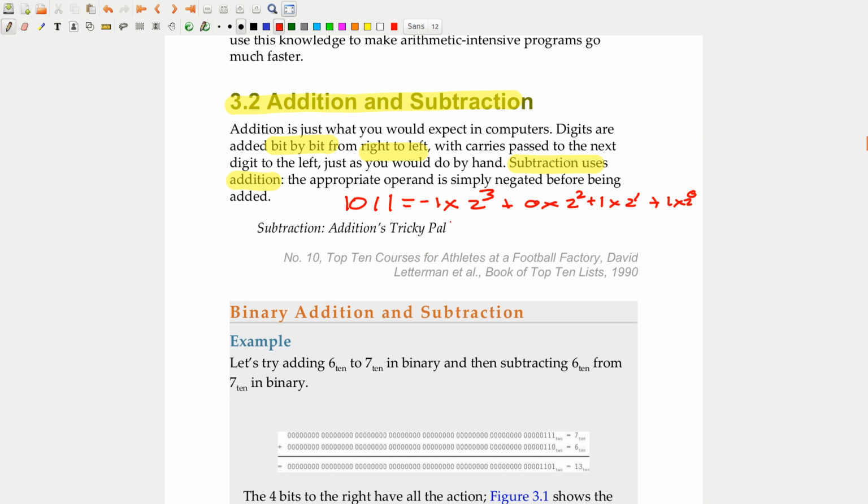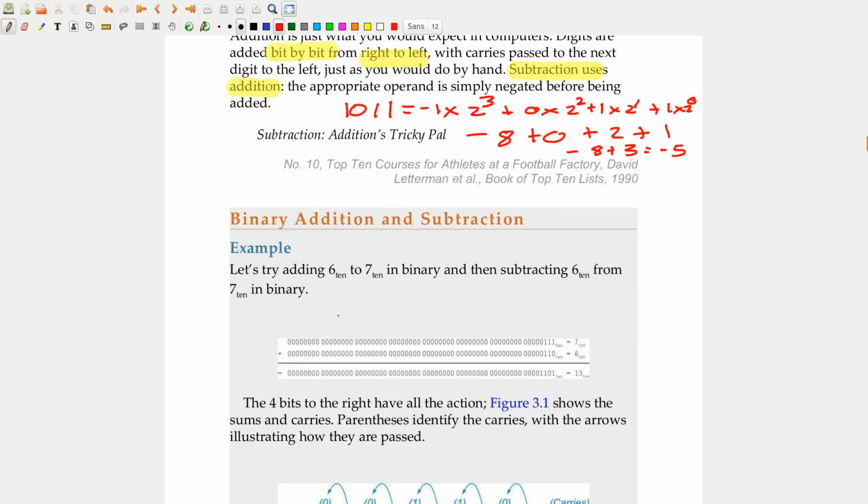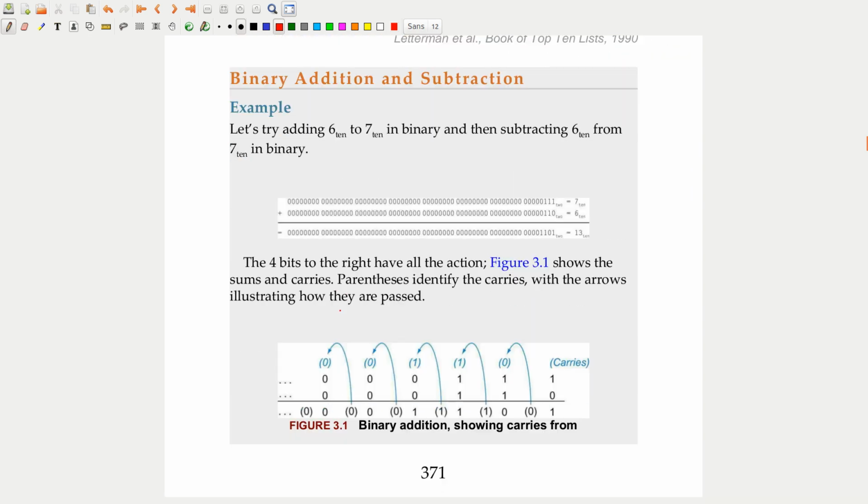And as soon as we do that, we get what's called 2's complement, where suddenly we can represent any negative number we want just by changing this weight. And so what we get here ends up being negative 8 plus 0 plus 2 plus 1, which is negative 8 plus 3, equal to negative 5.